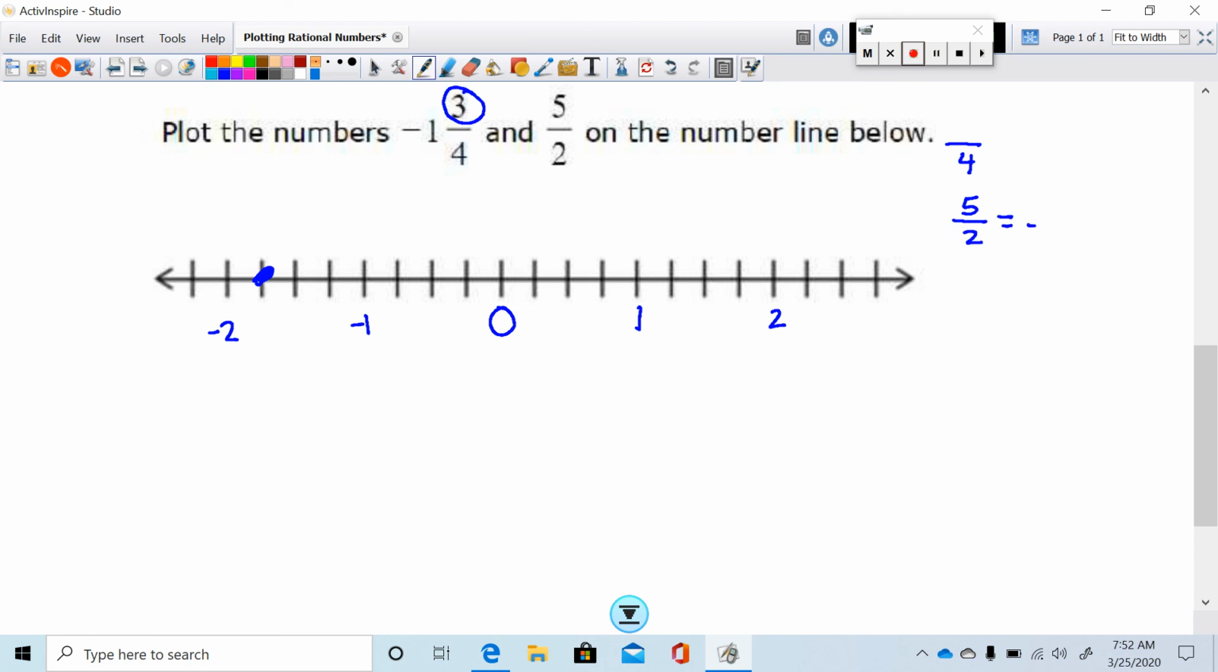5/2, and you want a denominator of 4. So 5 times 4 is 20. 20 divided by 2 is 10. So you're going to start, if there is no number out front here, you start with 0. So we're going to start with 0 and go to the right, right because it's positive. Go to the right 10 units. 10 lines, sorry. 1, 2, 3, 4, 5, 6, 7, 8, 9, 10.